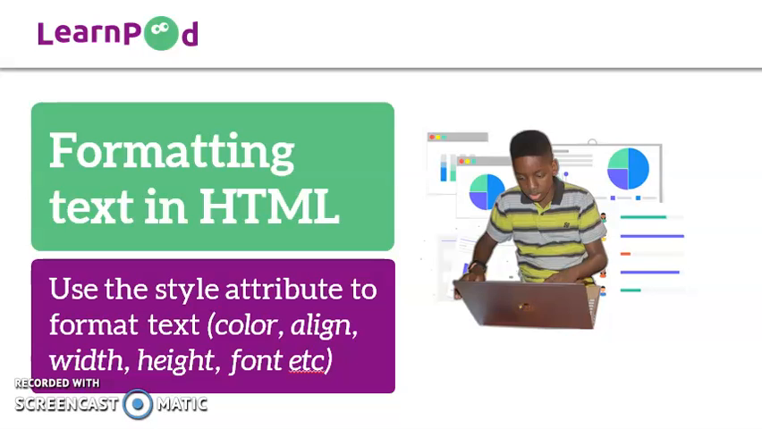Welcome to LearnPod. Our lesson today is on formatting text in HTML, and our objective will be to know how to use the style attribute to format text, that is by changing the color, the alignment, width, height, font, and all sorts of things like that.